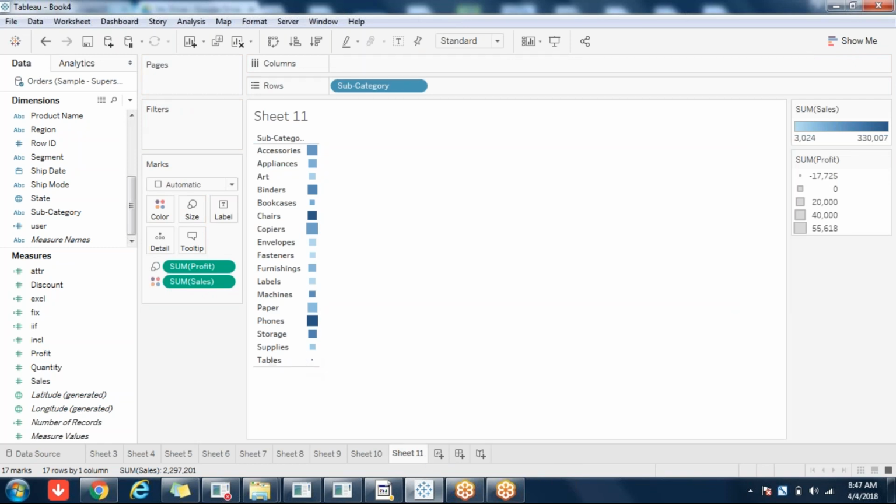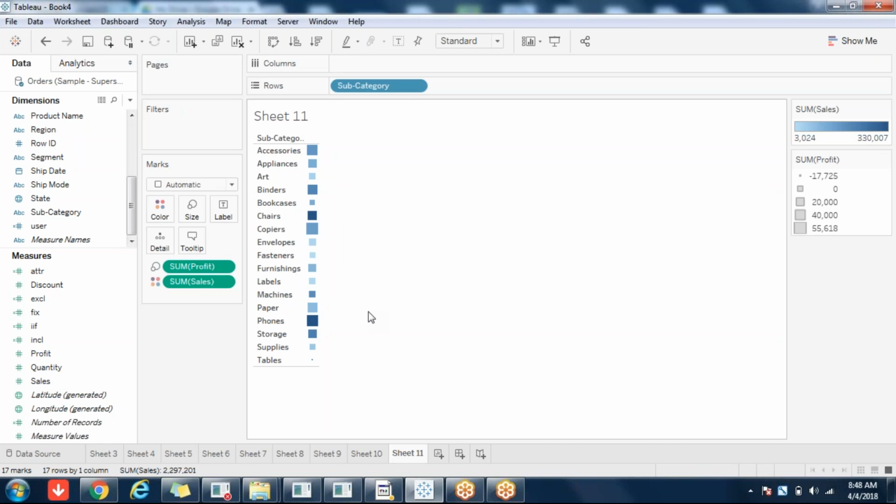Now when it comes here, this is the so-called heat map. The mark type is square and it is all squares only. The size of the square is varying, but it is all squares only. Clear? Now, this is not at all called a heat map. By default, Tableau is giving you this, but this is not called a heat map.